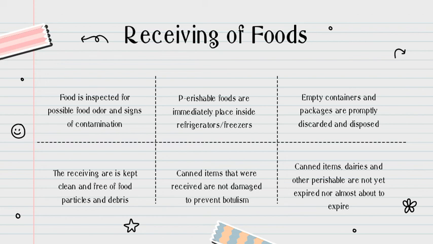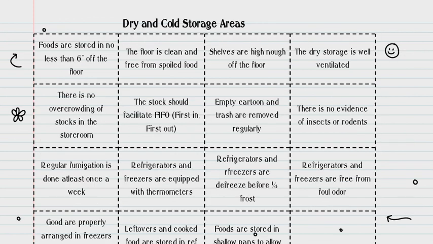Canned items that we receive are not damaged, to prevent botulism. Canned items, dairies, and other perishables are not yet expired nor almost about to expire. So better check the manufacture date and expiration date. So these are the dry and cold storage areas.